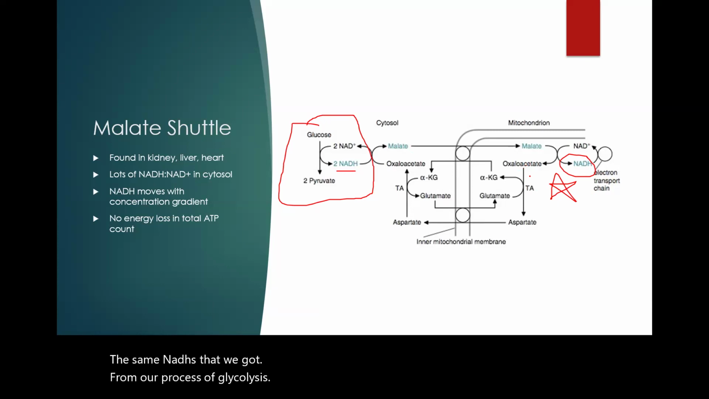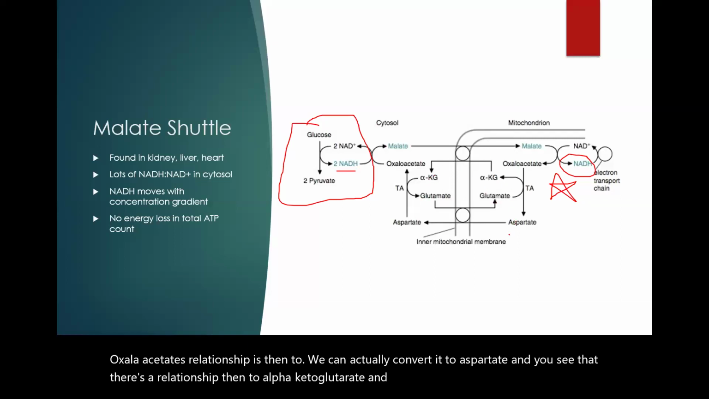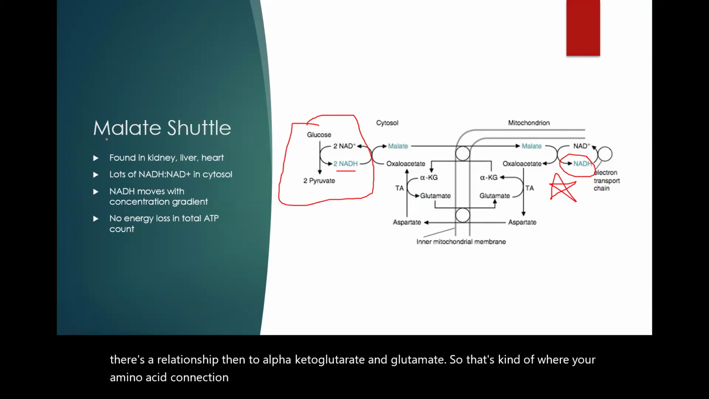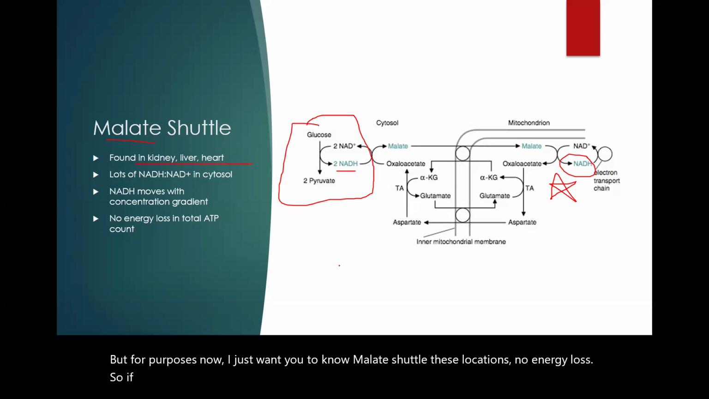Oxaloacetate's relationship is that we can actually convert it to aspartate, and you see that there's a relationship then to alpha ketoglutarate and glutamate. So that's where your amino acid connection happens. But for purposes now, I just want you to know malate shuttle, these locations, no energy loss. So if you got 38, you would keep your 38 ATP.